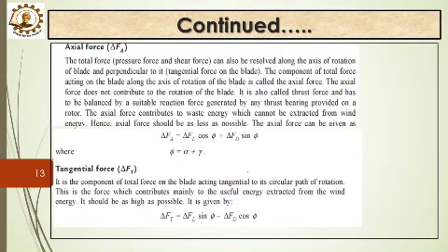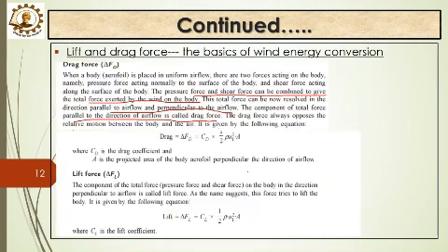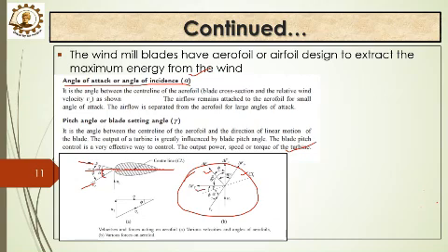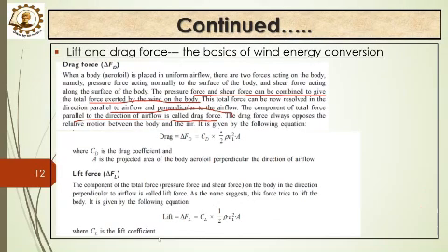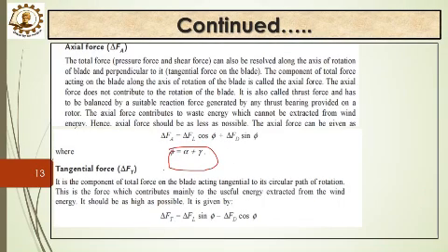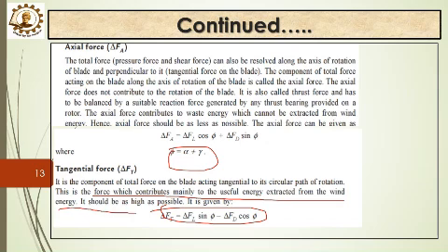Now, coming to axial force. The total force, that is a combination of pressure and shear force, can also be resolved along the direction of rotation of the blade and perpendicular to it. The component of total force acting on the blade along the axis of rotation is known as axial force. And the tangential force is the component of the total force on the blade acting tangential to its circular path of rotation. So this is delta Ft, this is delta Fa, and these all have their own particular expressions. This tangential force is the main force that contributes to extracting useful energy from the wind turbine.